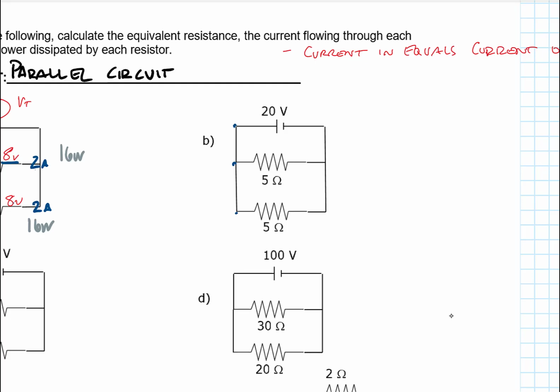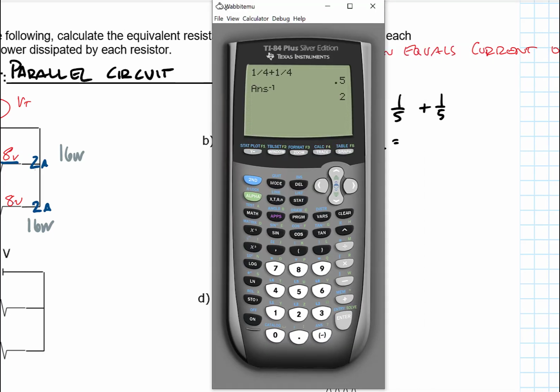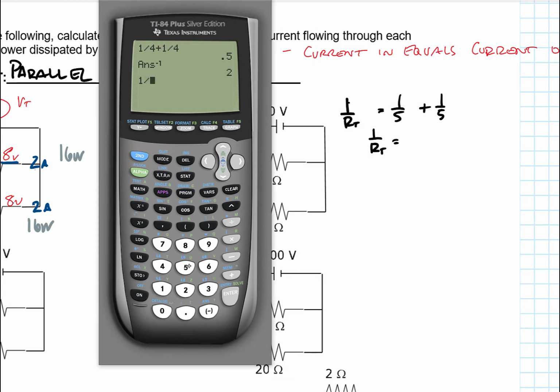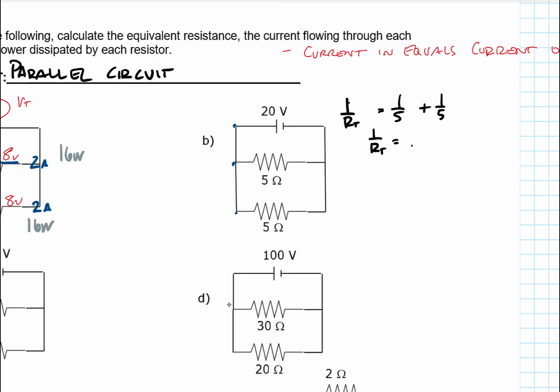So we have 2 resistors here. 1 over R total is 1 over 5 plus 1 over 5. So you put that into your calculator, and I'll just do the calculator for you. That's fine. 1 divided by 5 plus 1 divided by 5 equals 0.4. So 1 over R total is 0.4.